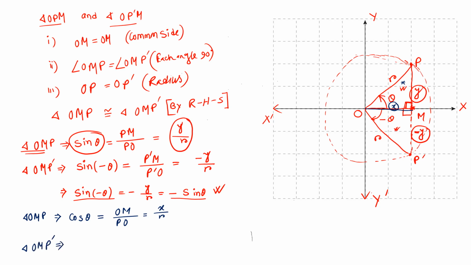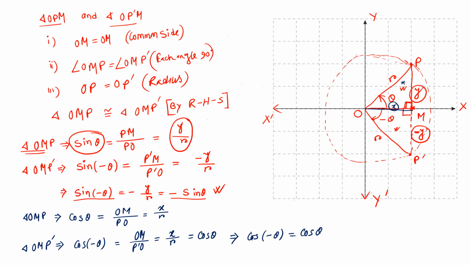Now at the same time I will draw OMP dash also. So from here cos minus theta, now the angle is minus theta for this triangle, is equal to the same base OM by hypotenuse, that is P dash O. OM here is also x and P dash O is r. See, the value of x by r is equal to cos theta, no? So we can write here cos theta. So from here it is proved that cos minus theta is equal to cos theta.